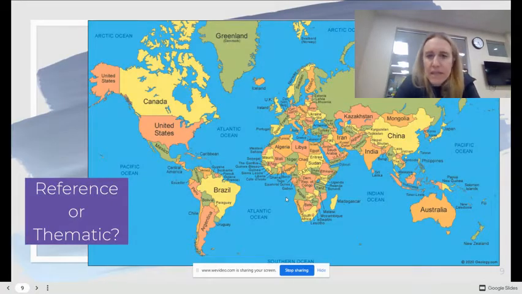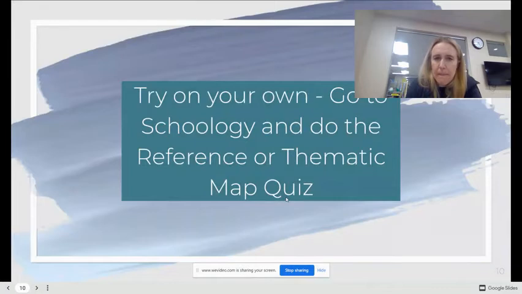So last one, we have a political map of the world. This one's a reference map as well.